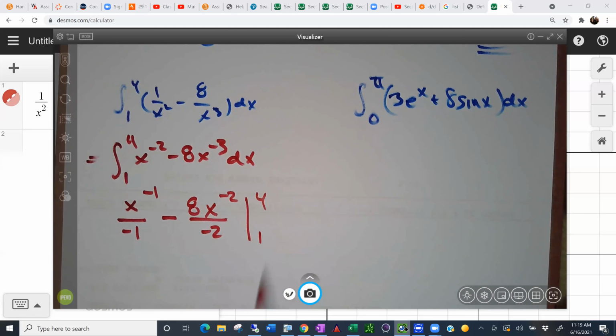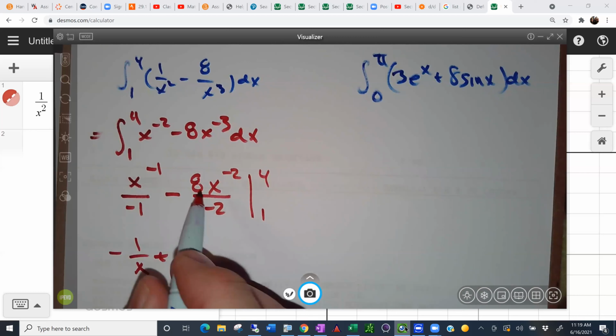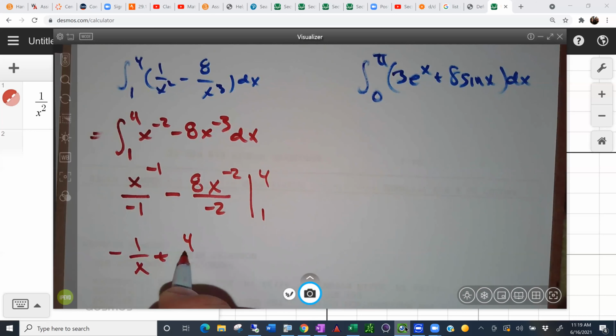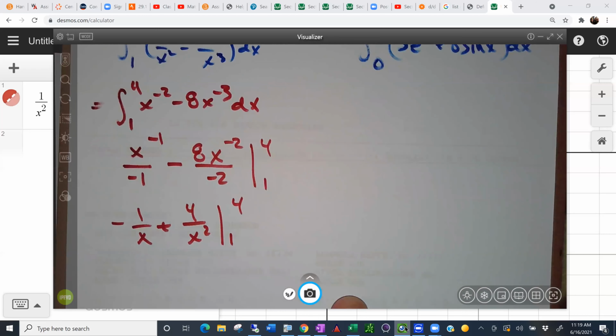Between 1 and 4. Now, before you start evaluating these things, let's clean this up a little bit. For instance, I've got x to the negative first. That negative can come down to the denominator, and I'll write the negative out in front. So negative 1 over x. The negatives cancel each other out. Plus 2 and 8, that cancels. It gives me a 4 over x squared. So that's looking a little bit better.